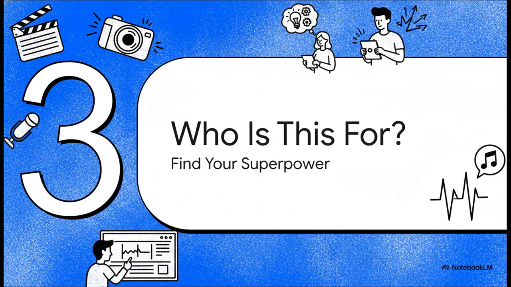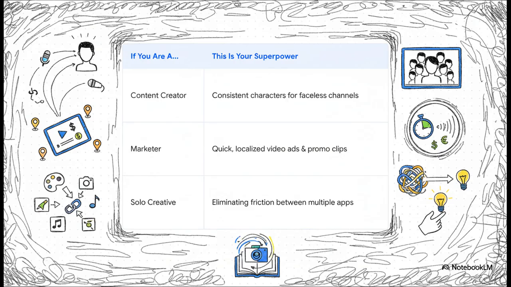So with all these powerful features packed in, the big question is, who is this really for? Let's break down who's going to get the most bang for their buck here. Okay, so if you're a content creator, especially if you run faceless channels, this is your superpower. We're talking consistent characters and perfect talking head videos without you ever having to be on camera. Now, for marketers, it's all about spinning up quick, localized video ads and promo clips in no time. And if you're a solo creator and you are just so tired of jumping between 5 different apps to get one project done, this is going to eliminate so much friction from your life.